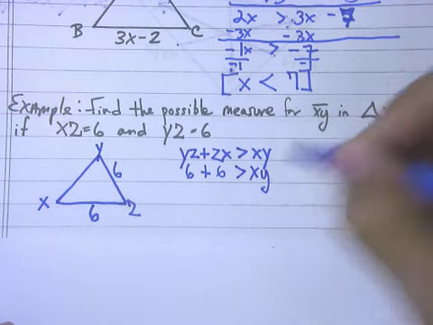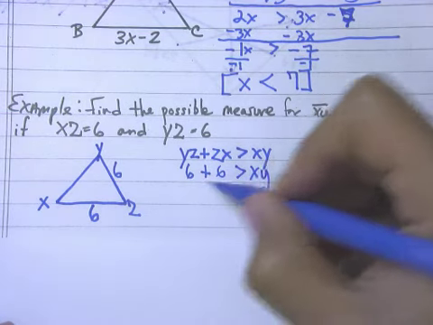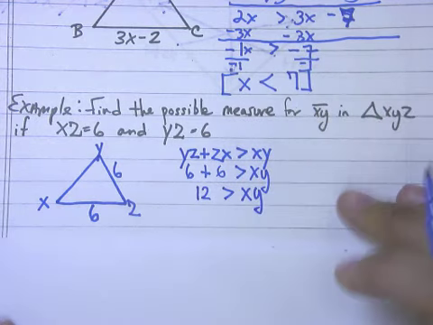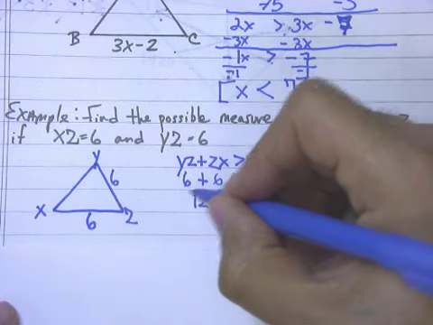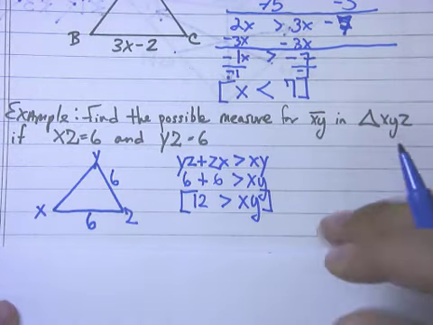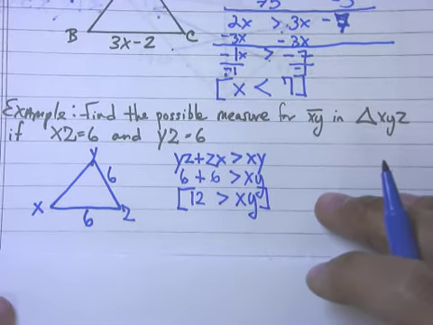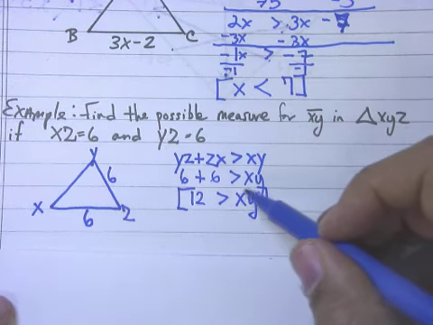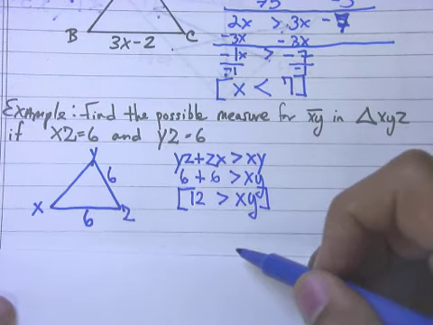Well, let's take a look here. I know that yz is 6 plus, and I know that zx is also 6. So I know that those two together have to be greater than xy. When I add them together, I'm going to get 12 is greater than xy. Now, this is my answer.